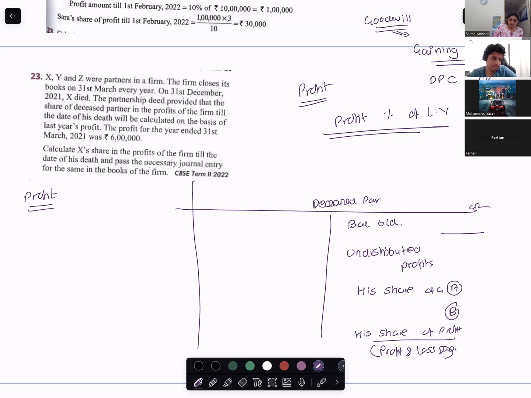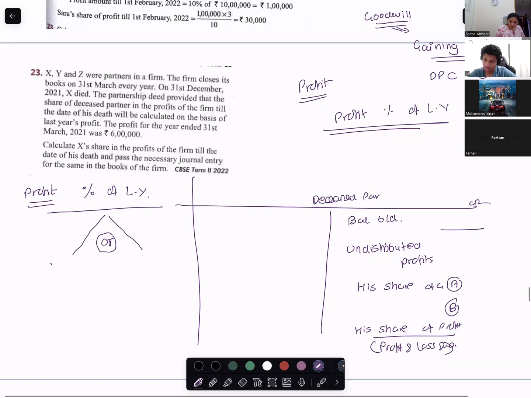Profit equals profit percentage of last year. Yes, profit percentage. So we will calculate the profit percentage of last year, right? The profit percentage of last year will be based on two things. What are the two things?